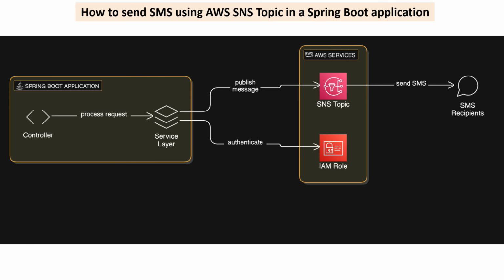In this video tutorial, I will explain how to send SMS using an AWS SNS topic in a Spring Boot application. In this diagram, you can see the Spring Boot application, SNS topic, and SMS recipients. The Spring Boot application acts as a publisher, which publishes a message to the SNS topic, and the SNS topic sends SMS to SMS recipients. We will see how to build this Spring Boot application.